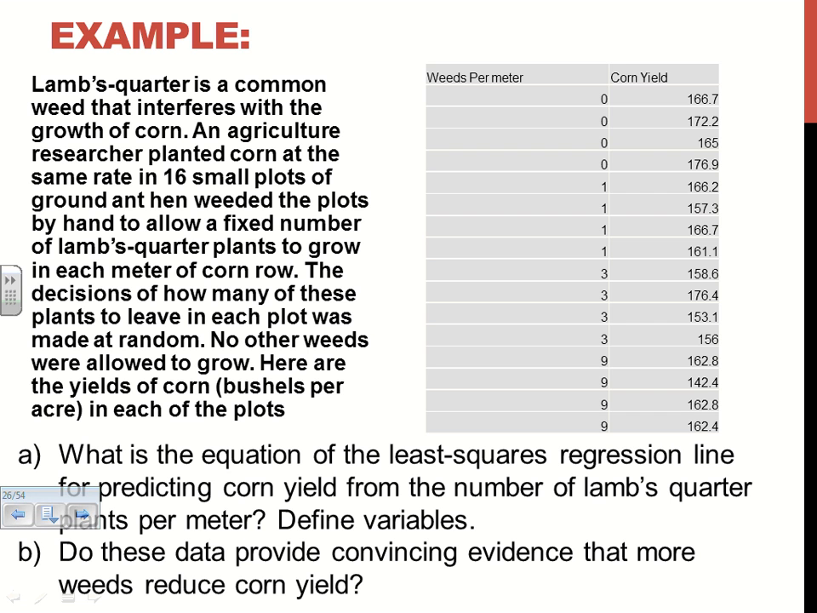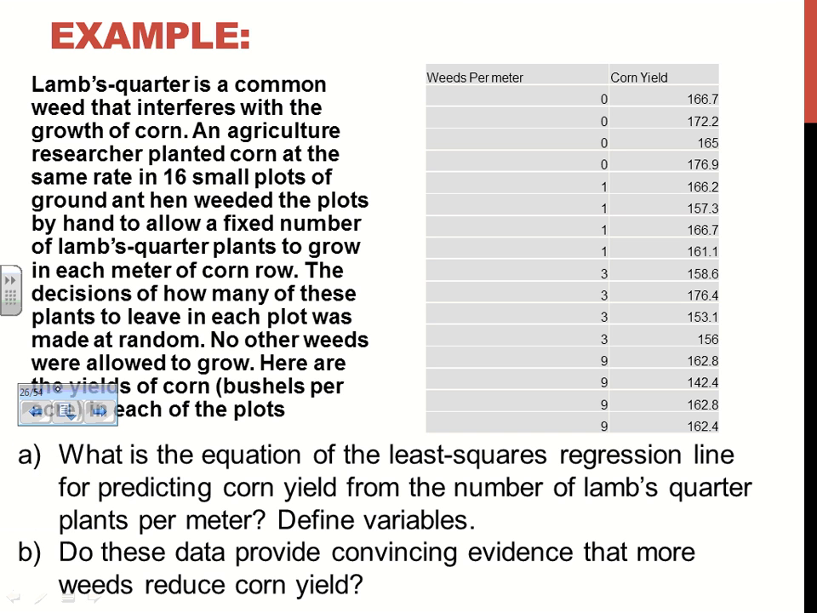researcher planted corn at the same rate in 16 small plots of ground and weeded the plots by hand to allow a fixed number of Lamb's quarter plants to grow in each meter of corn row. The decision of how many of these plants to leave in each plot was made at random. No other weeds were allowed to grow. Here are the yields of corn, in bushels per acre, in each of the plots.